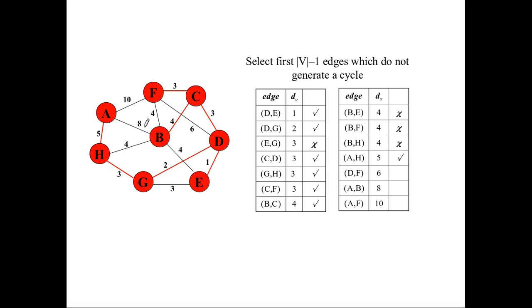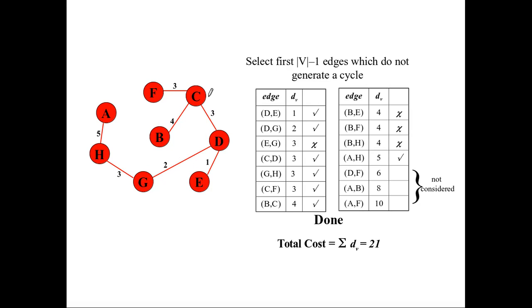H to A can be allowed because it doesn't form a cycle, and D to F will not be allowed because when you have an edge here, it forms a cycle, so it is not allowed for us. Other edges are not considered because already all the nodes are visited here. Next you have A to B. A and B are visited for us, A and F are visited for us, so we don't consider them here. The total cost associated here is 21. So this is the minimum spanning tree when we use Kruskal's algorithm.